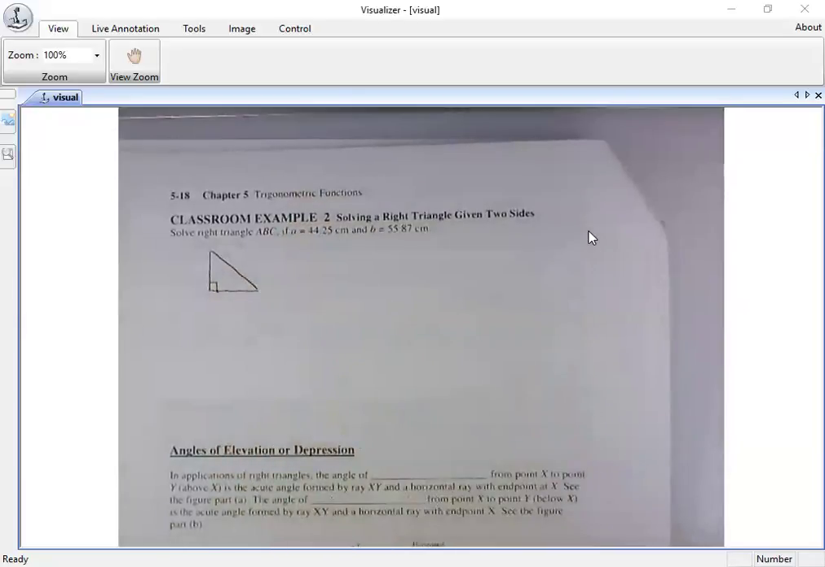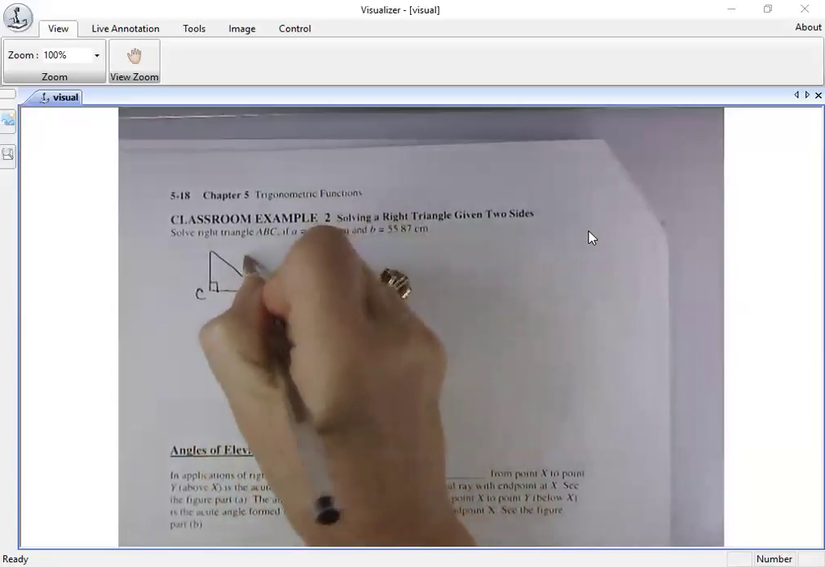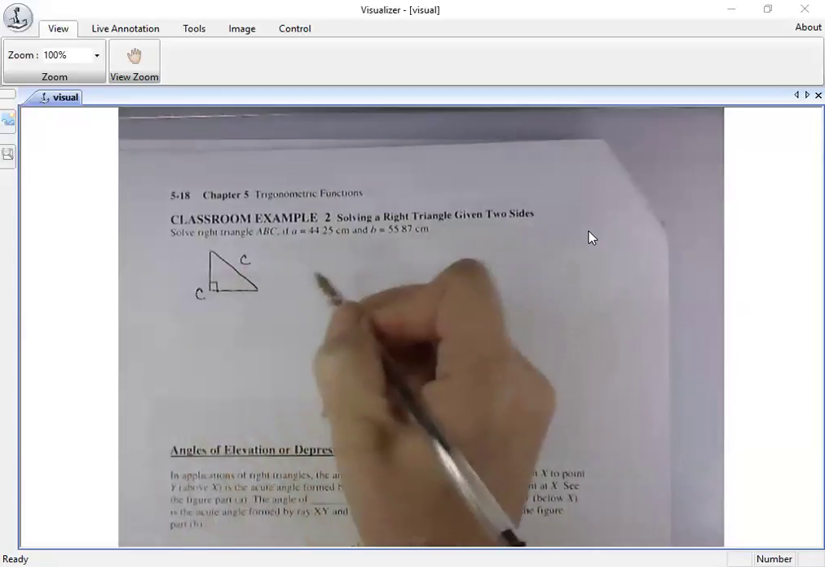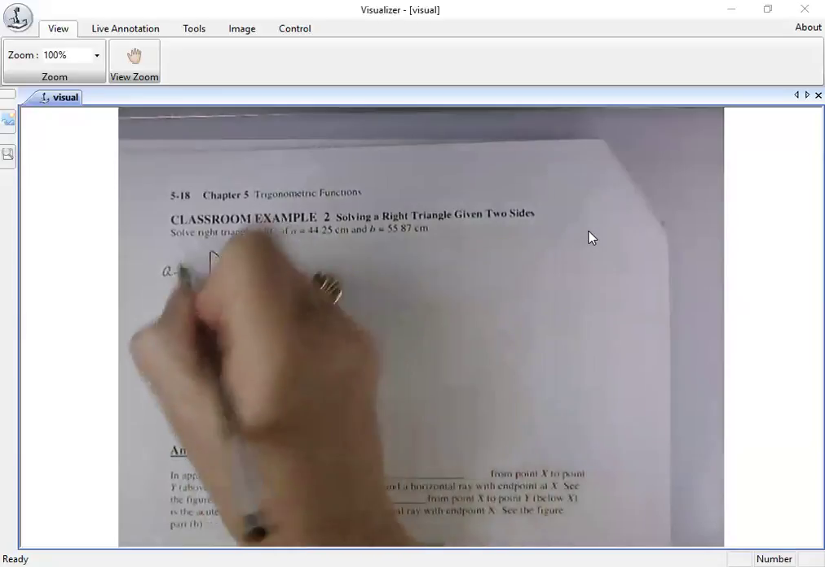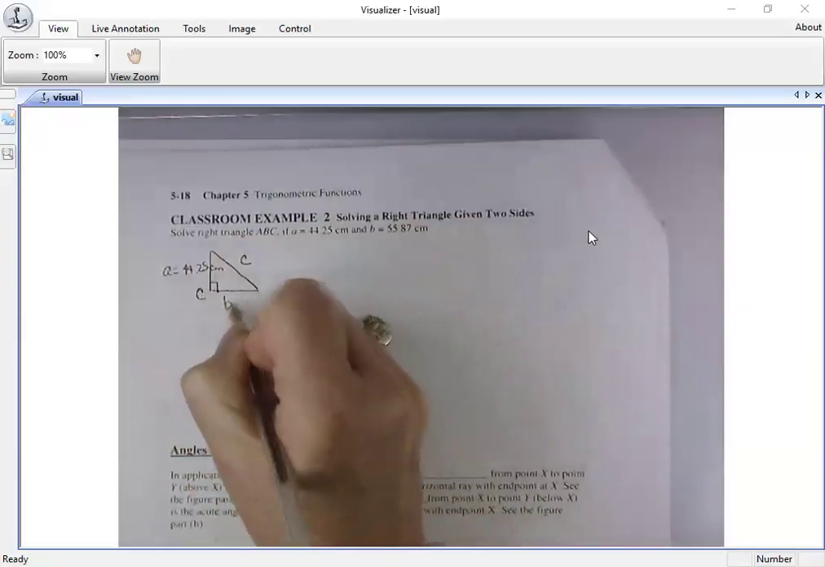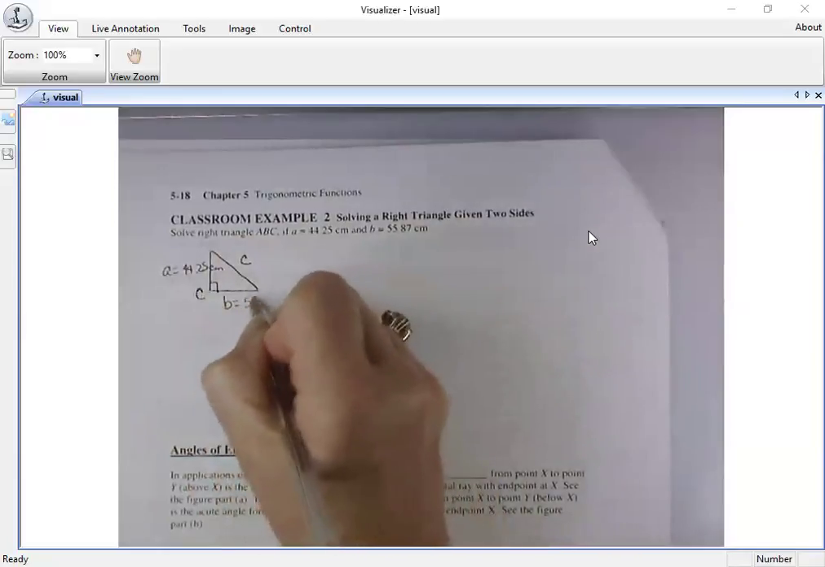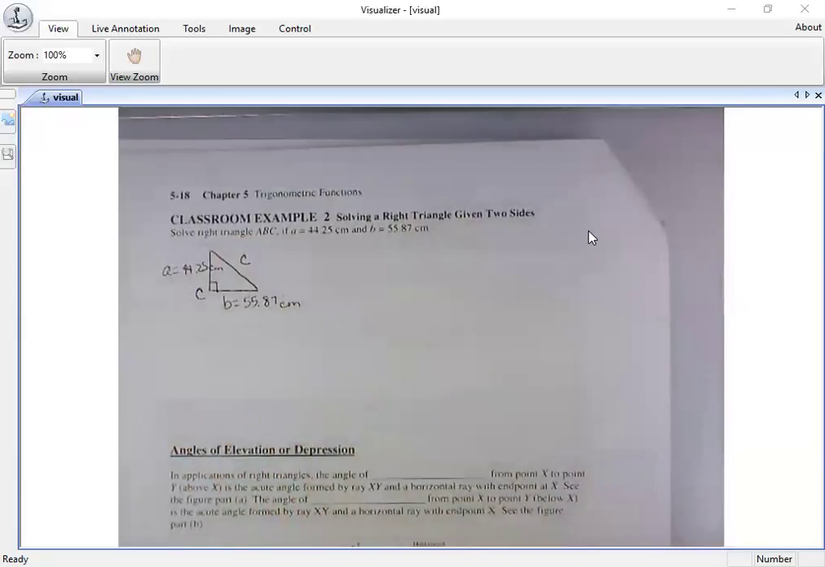And here's what I know. I have a length for A and a length for B. And again, because of the A, the B, the C, and the C is hypotenuse in Pythagorean theorem, we're going to say that the right angle is C. That's going to mean this is side length C. And side A is 44.25 centimeters. And side B would be 55.87 centimeters.